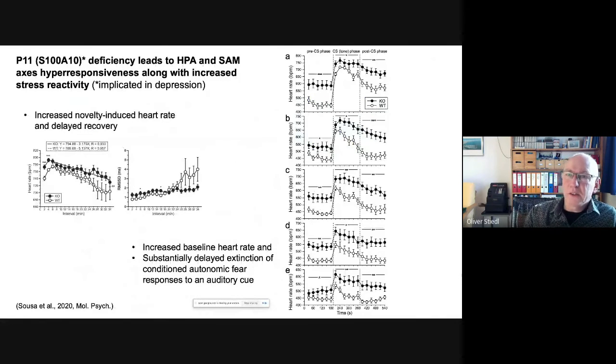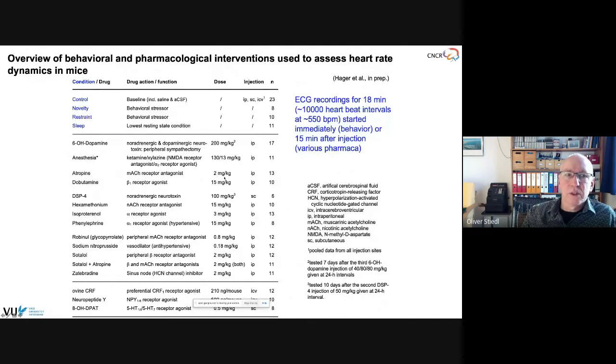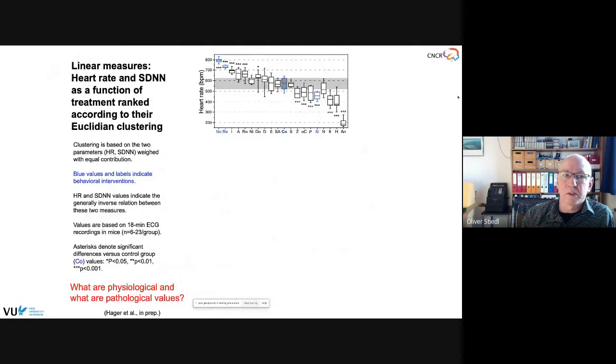Now we were intrigued to find out what heart rate values we can measure and compare. And we have tested a lot of pharmacological interventions. I will not go into details, I will highlight some of them. And we recorded for 18 minutes, which yields roughly 10,000 beats. We used this in the end as a side project because we found out that many of the drugs that would be argued to interfere only with cognition also interfere with the autonomic system. And we cannot separate. I'll give you some examples on this.